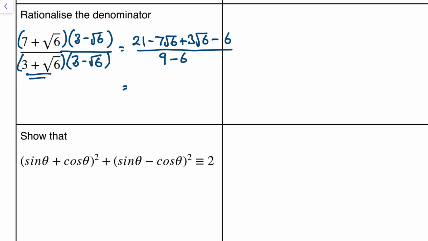Then let's resolve the numerator. So 21 minus 6 is going to give me 15. And minus 7 root 6's plus 3 root 6's is minus 4 root 6. And all of that is divided by 3.